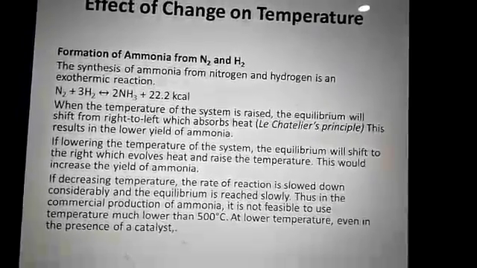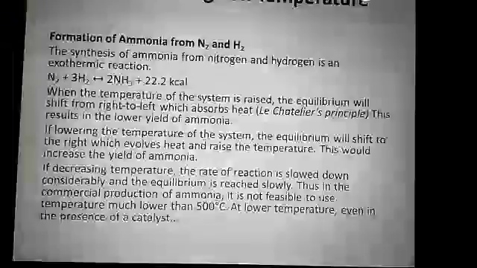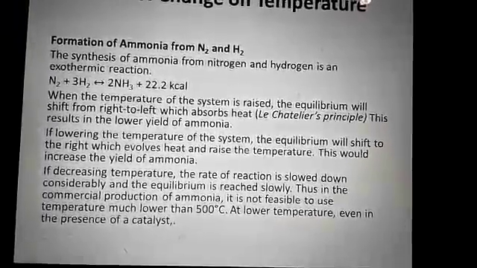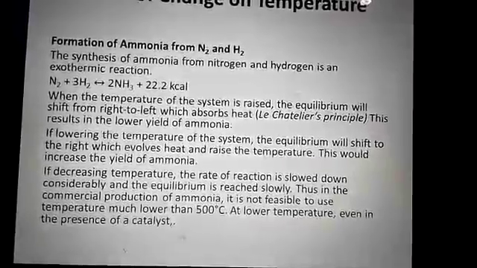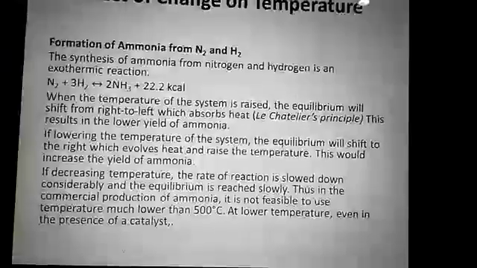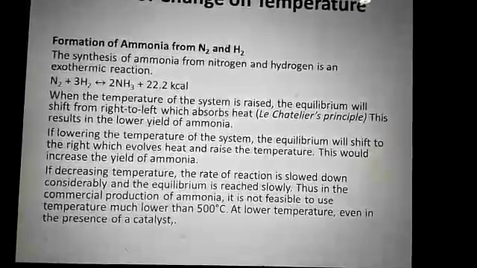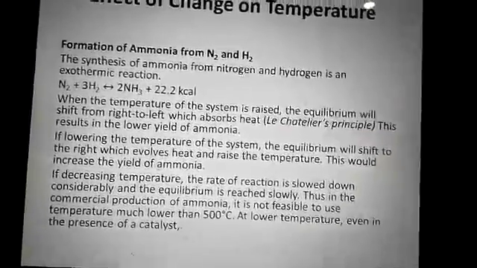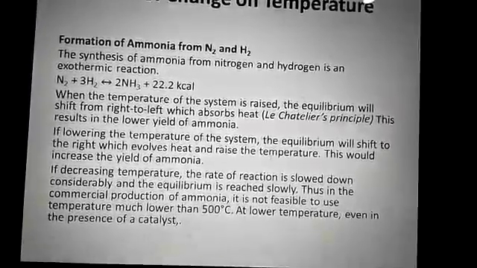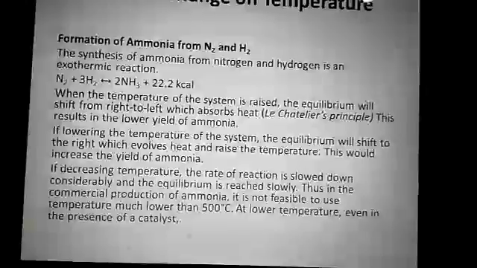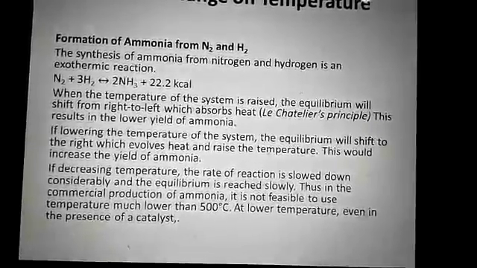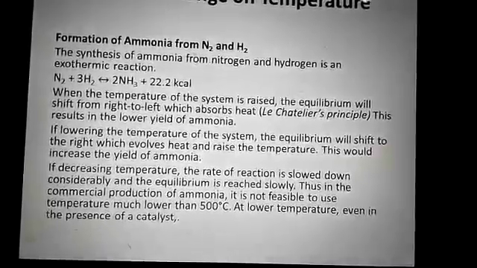When the temperature of the system is raised, the equilibrium will shift from right to left with absorption of heat, because it is an exothermic reaction and will proceed towards the left side. So this results in a lower yield of ammonia. If you decrease the temperature of the system, the equilibrium will shift to the right, which involves heat release and raises the temperature. So this would increase the yield of ammonia.